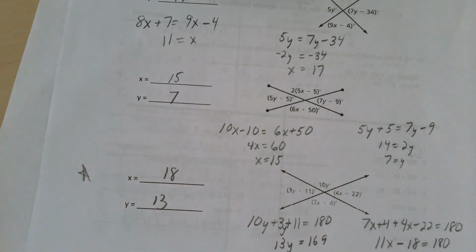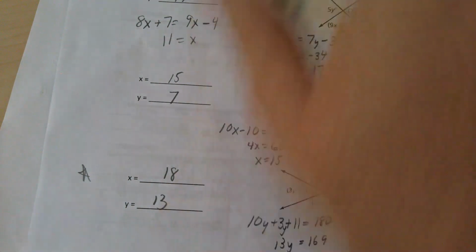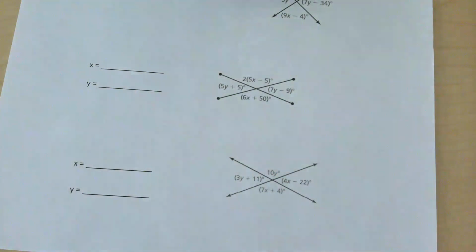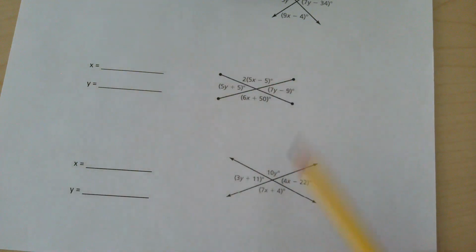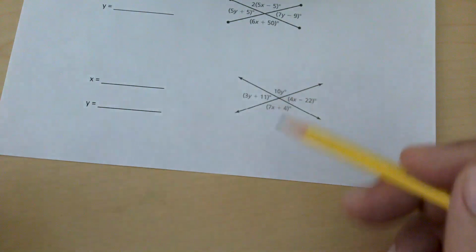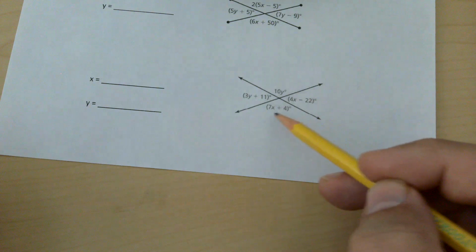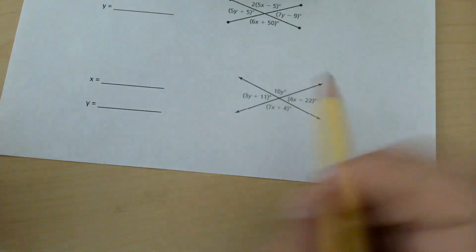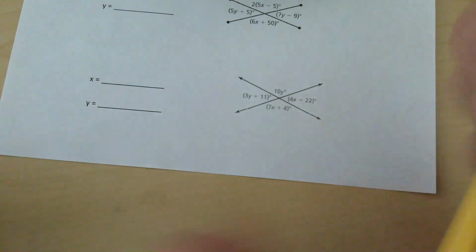But I do want to walk you through this one, and we had a big idea very similar to this. I want to do this bottom one from scratch because this was the hardest type of problem on big ideas, because we don't want to use vertical angles. The problem with vertical angles is we have two different variables. So if I tried to set this up, I would have to actually solve a system. 10y equals 7x plus 4. I can't solve that. I would have to set this up and then solve a system.